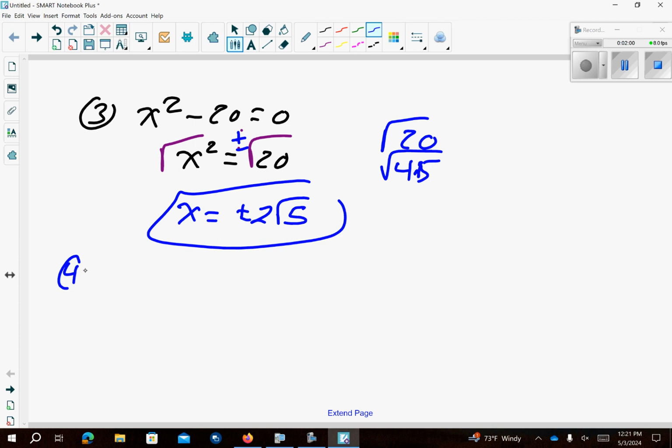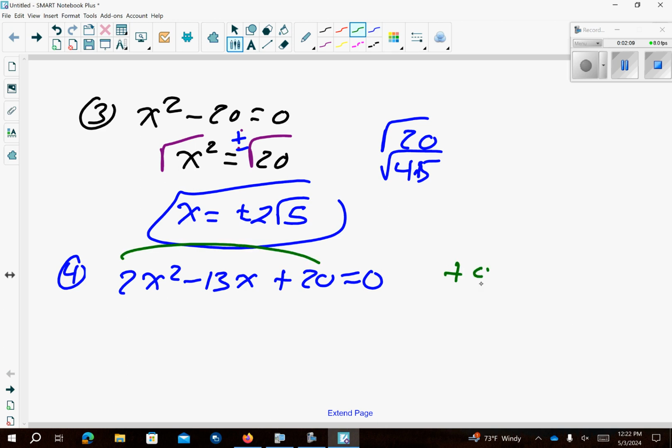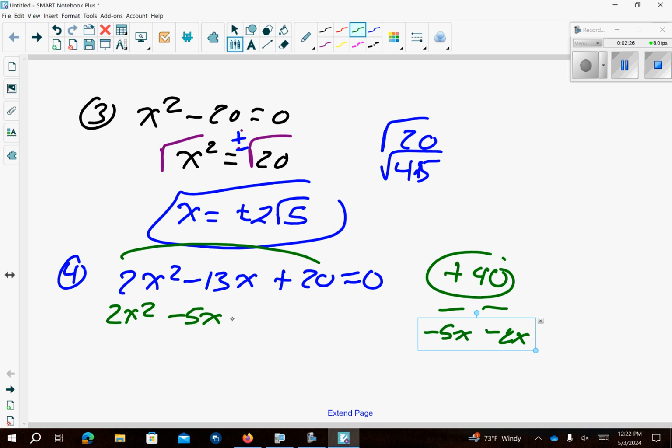Problem number 4. I get 2x squared minus 13x plus 20 equals 0. So I'm going to multiply those together. I'm going to get positive 40. Both signs are negative because I have a negative here and a positive here. What two numbers multiply together to give me 40, add together to give me negative 13? That's going to be negative 5x and negative 8x. I'm going to plug those in, so I get 2x squared minus 5x minus 8x plus 20 is equal to 0.